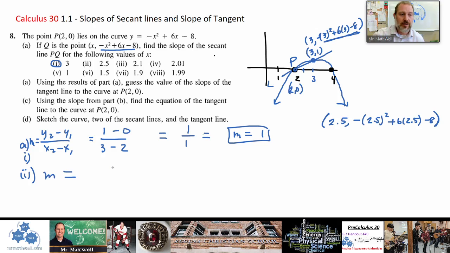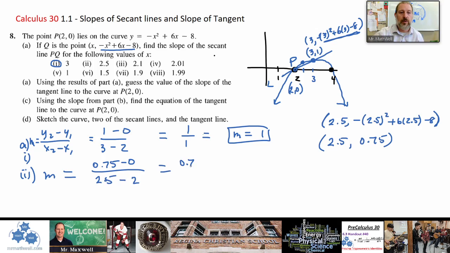So m equals y2 minus y1 over x2 minus x1. So we've got the point 2.5 comma 0.75. That's this point right here. Makes sense. So let's do 0.75 minus 0 divided by 2.5 minus 2. That's 0.75 divided by 0.5, and that equals an m of 1.5.